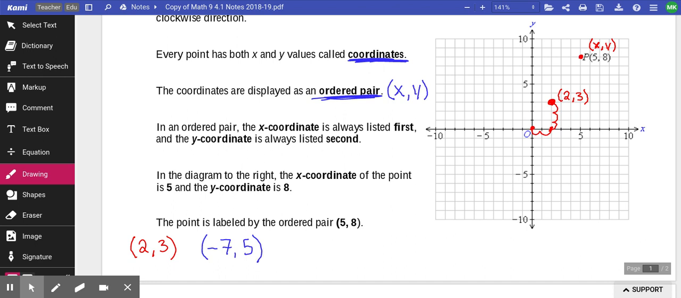So if someone gives you that ordered pair, the first value tells you left or right. It's your x value. If it's -7, that means it's to the left because it's negative, 7 spots. So looking at this, I would count 1, 2, 3, 4, 5, 6, 7, 7 spots to the left. And then I need to go 5 up because the y value tells me up or down. Positive goes up. So it would be 1, 2, 3, 4, 5.